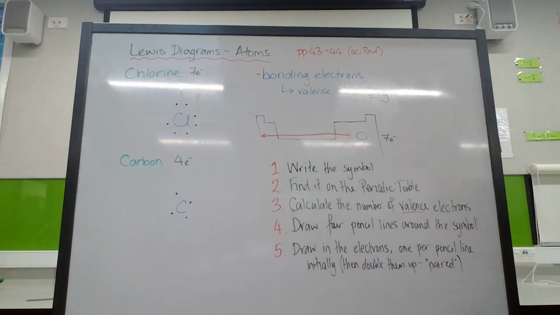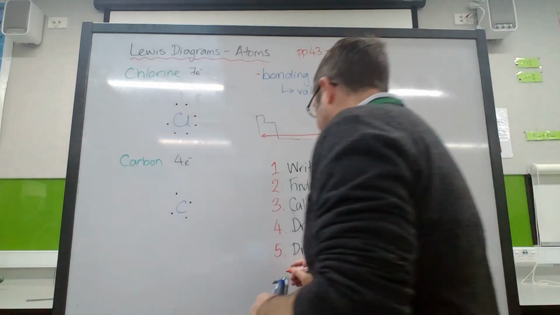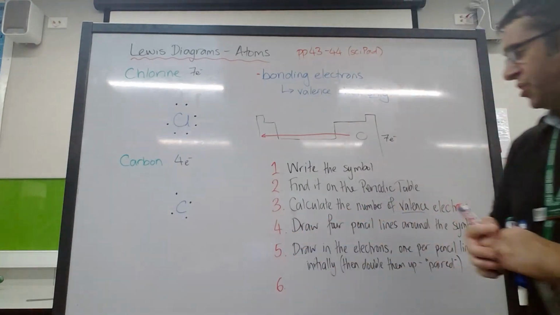And we call that doubling up paired electrons. So when they're doubled up, they're paired, which is actually quite a stable arrangement. Then our last step, because the lines are not part of our Lewis structure, is to erase our pencil lines. We have our Lewis structure.